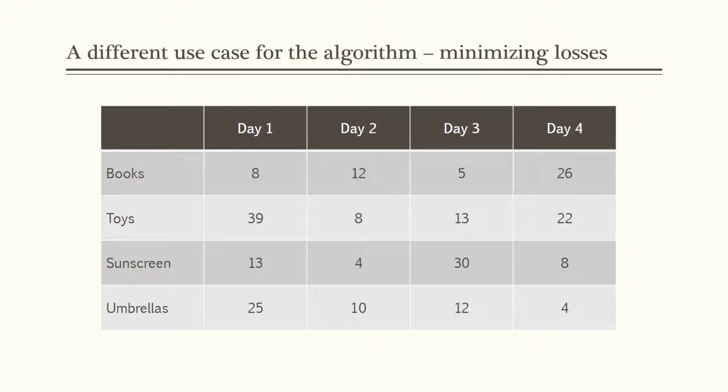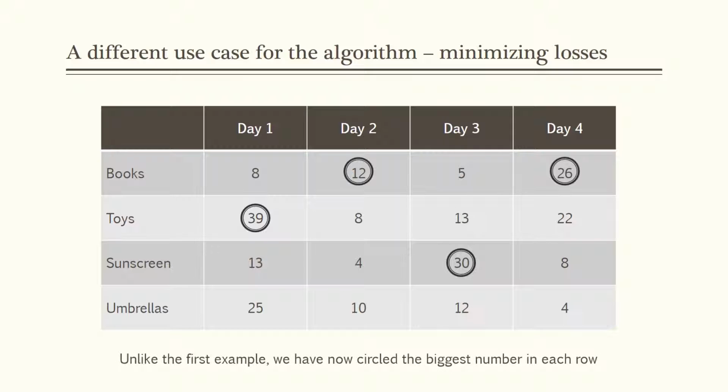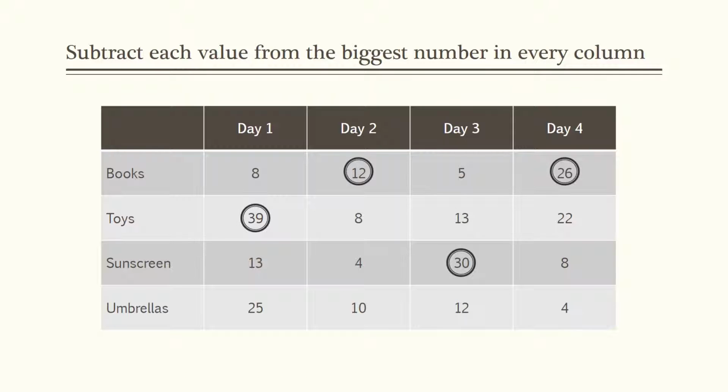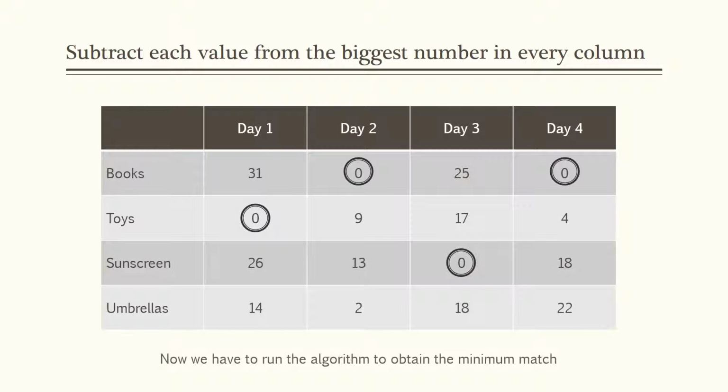So to modify this algorithm, first we need to think that we are actually not trying to find the maximum numbers. We're trying to minimize the loss of profit. So we're going to find the biggest number in each column, and then we're going to subtract it from the other numbers in the column. Getting the absolute value of all those numbers, we finish with this table right here. For that table, we already have to minimize the losses because these numbers represent losses now, and we just need to run the algorithm.